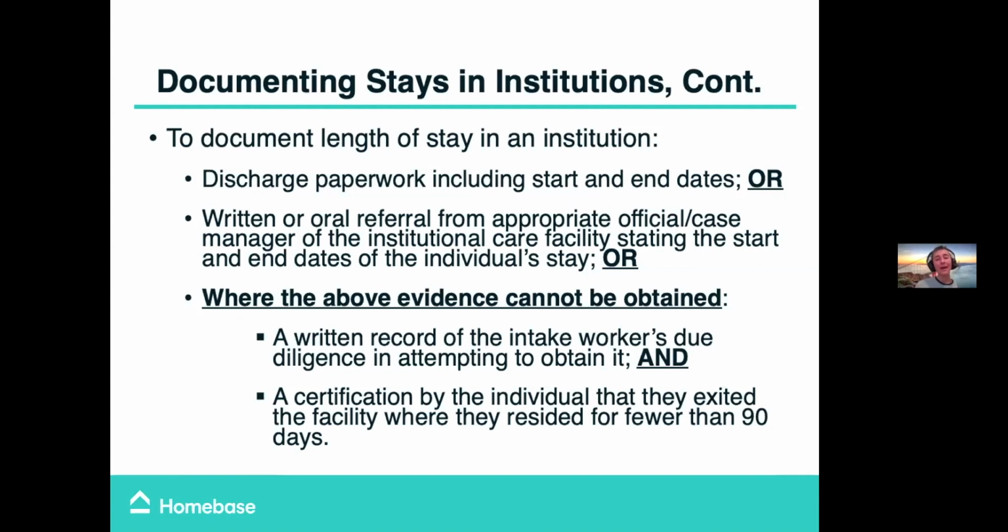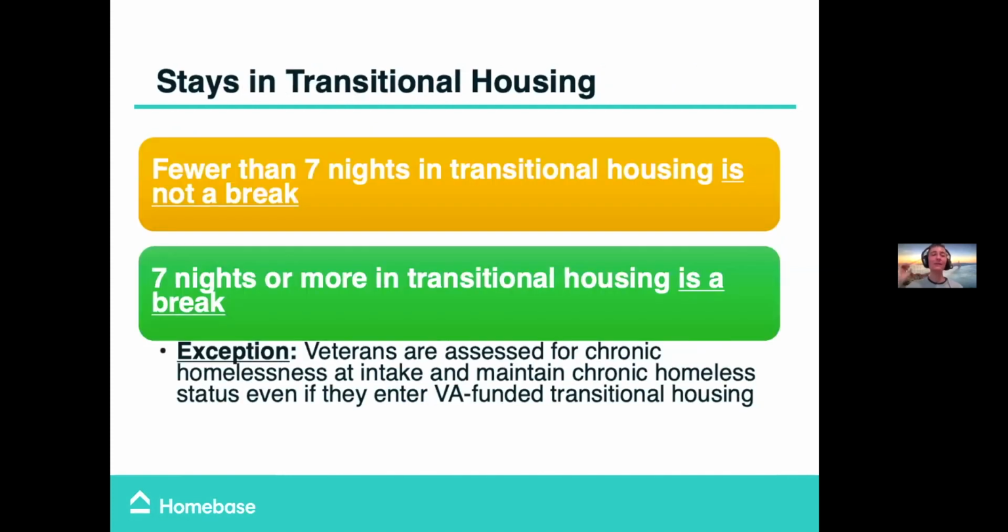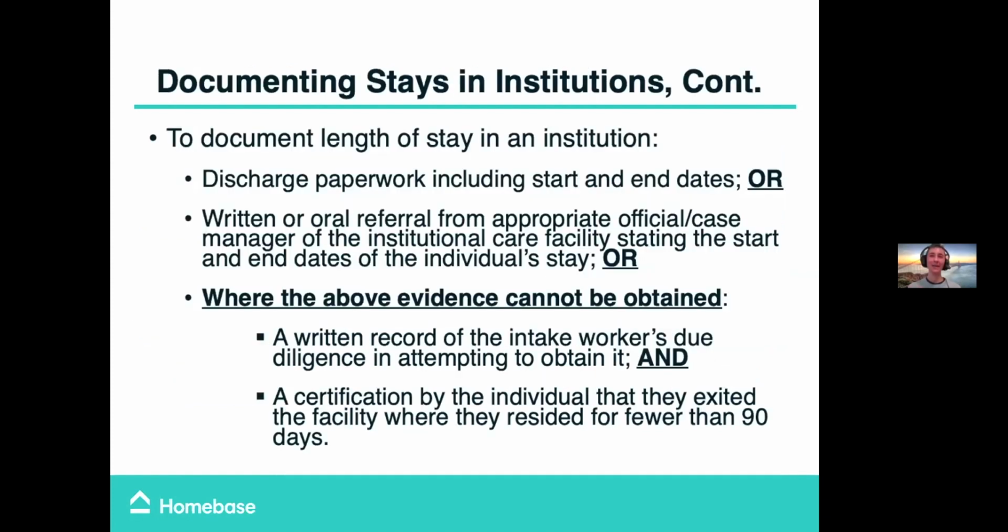And then when you can't get either of those preferred forms of documentation, you need to show that you tried. You need to have that written record of your attempts to find that. And then you can fall back to have the individual self-certify their start date at the institution and their end date, and just tell you about how long they were there. So the next slide gets into another form. Oh, and just about the stays in institutions, you're trying to document fewer than 90 days if you're trying to include that in the history of homelessness itself. Any stay in transitional housing longer than 90 days is going to be a break in homelessness.